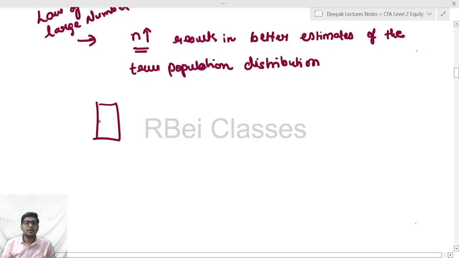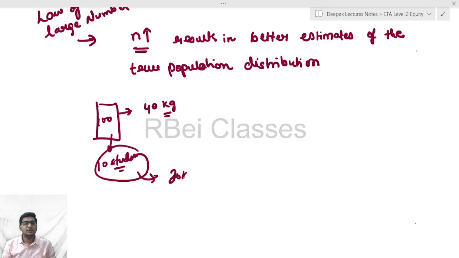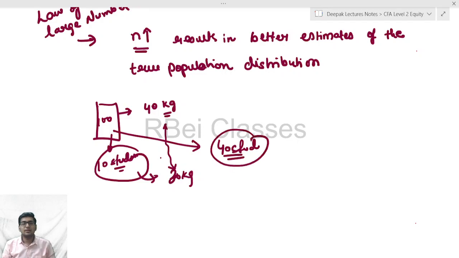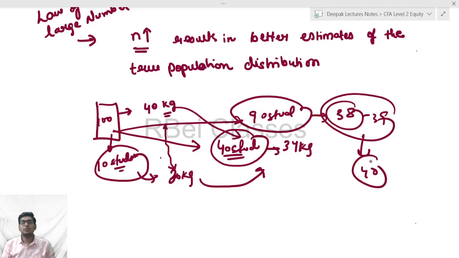The concept is very simple. Suppose in your class you have 100 students and the mean weight of the 100 students comes to 40 kg. If you take a sample of 10 students, and some of them are very weak, and suppose the average comes down to 30 kg, you see there is a huge difference between the sample mean and the population mean. Now you increase the sample size to 40 students, and you approach 40, but currently it's still 34 kg. Your estimation improved by increasing the sample size, but is still very far away. You increase the sample size to 90 students and now your average will be close to 38 or 39. That means it is very close to the population mean.